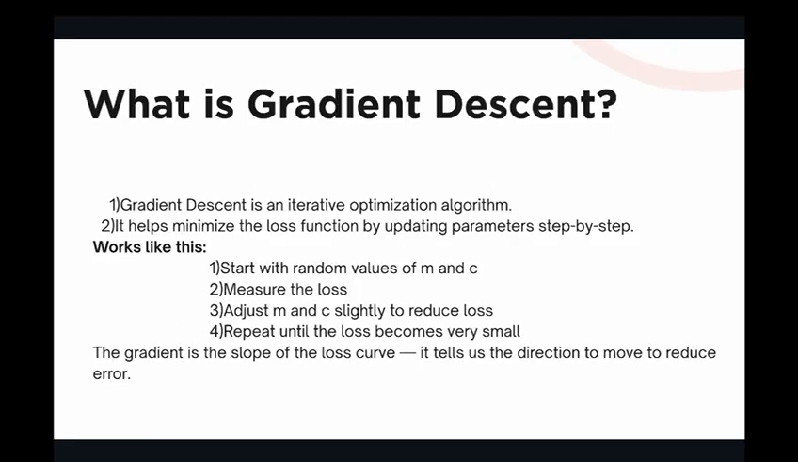What is gradient descent? Gradient descent is an iterative algorithm. It learns step by step. What does it do? It starts with random values of m and c. It calculates the error. It adjusts m and c to reduce the error. It repeats again and again and stops when the loss becomes very small. The word gradient means slope or the direction of the steepest change. The algorithm always moves downhill towards minimum error. This is how a machine learns from the data.